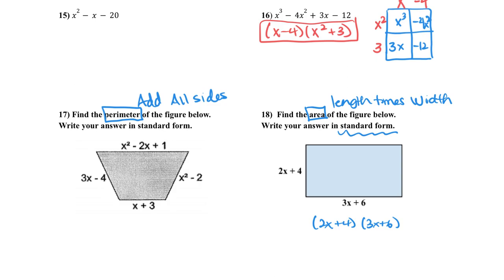As well as for 17, you're going to add these up, and you just need to make sure that you combine your like terms when you add up this plus this plus this plus this. You can only combine like terms.